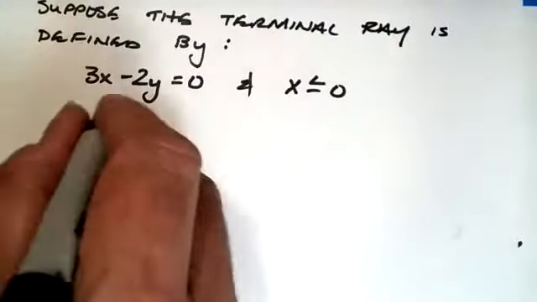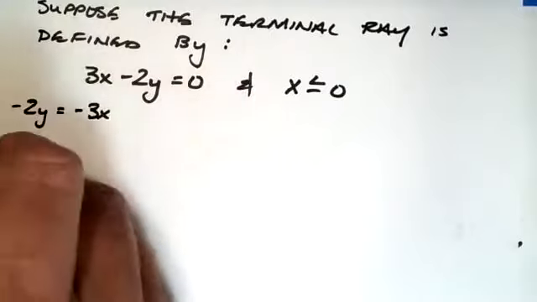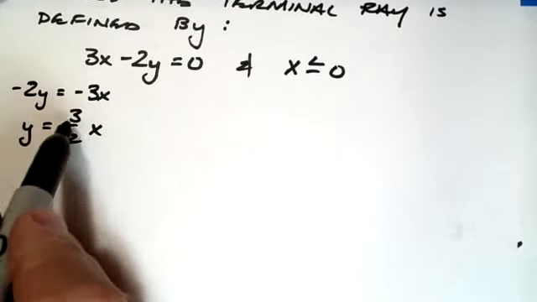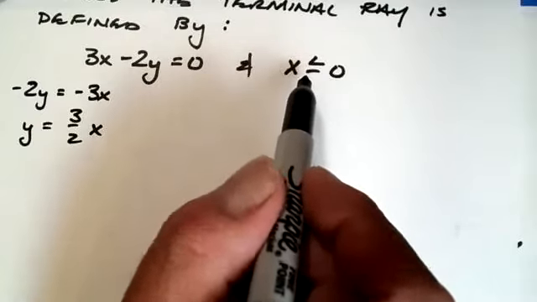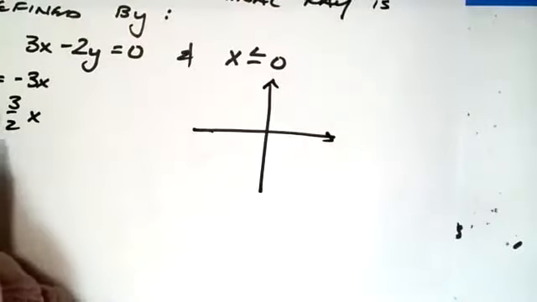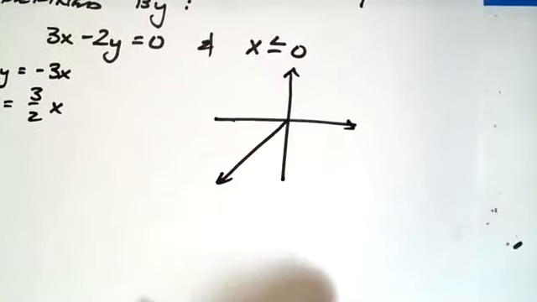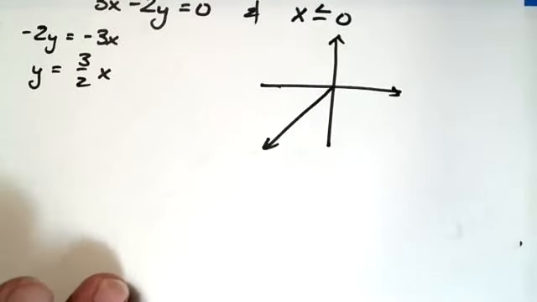So if we solve this first and say, okay, well, this is negative 2y equal to negative 3x. So y is equal to 3/2 x. This tells us that the slope is 3/2. And this tells us that it's in either quadrant 2 or 3. So if we draw it, the only quadrant that will work where we have a positive slope is actually a quadrant 3 ray. Okay, so now here's what this question would then say. It's like, okay, well, go ahead and find all the trig values of this angle.